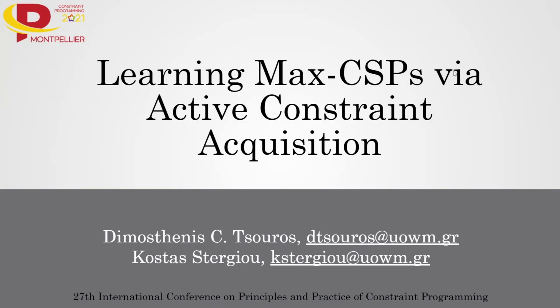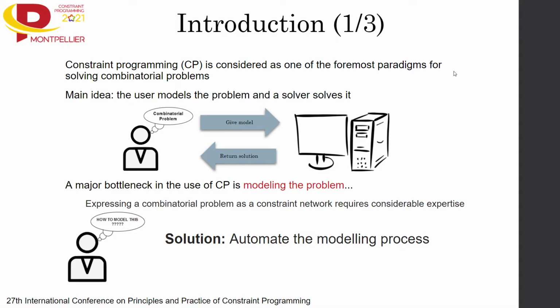Hello, my name is Tsouros and our paper is on learning Max-CSPs via active constraint acquisition. Constraint programming is considered as one of the foremost paradigms for solving combinatorial problems.